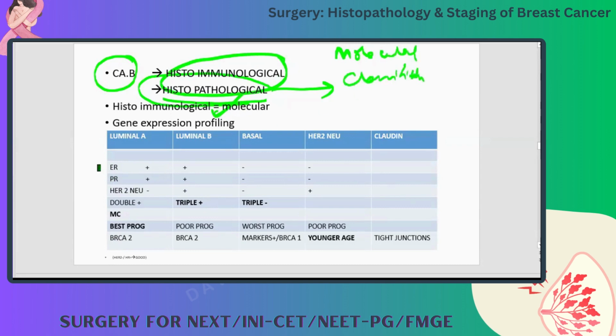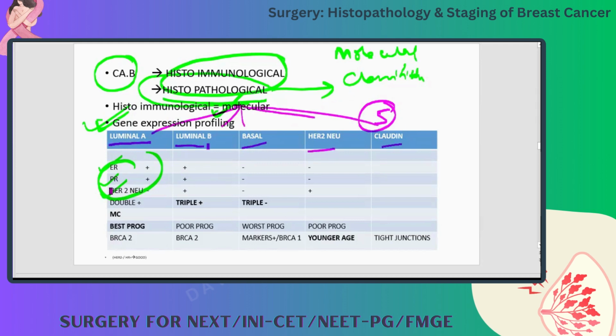Based on the receptors, ER receptor, PR receptor, HER2/neu receptor, we will identify it and give a name to it. This is based on gene expression profiling. It is a very costly affair, also not done in every center. We take the tissue and send it for gene expression profiling, that is they study the genes on the tissue, and then they come up with this molecular classification. This entire table is not so important for us, but just remember luminal A, luminal B, basal, HER2/neu, and claudin. These are the 5 types of molecular or histoimmunological classification.